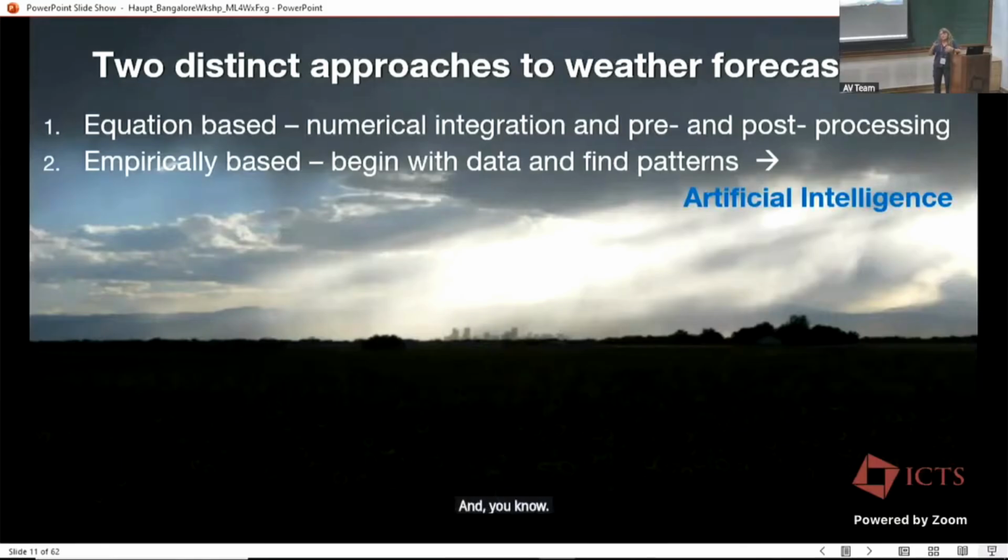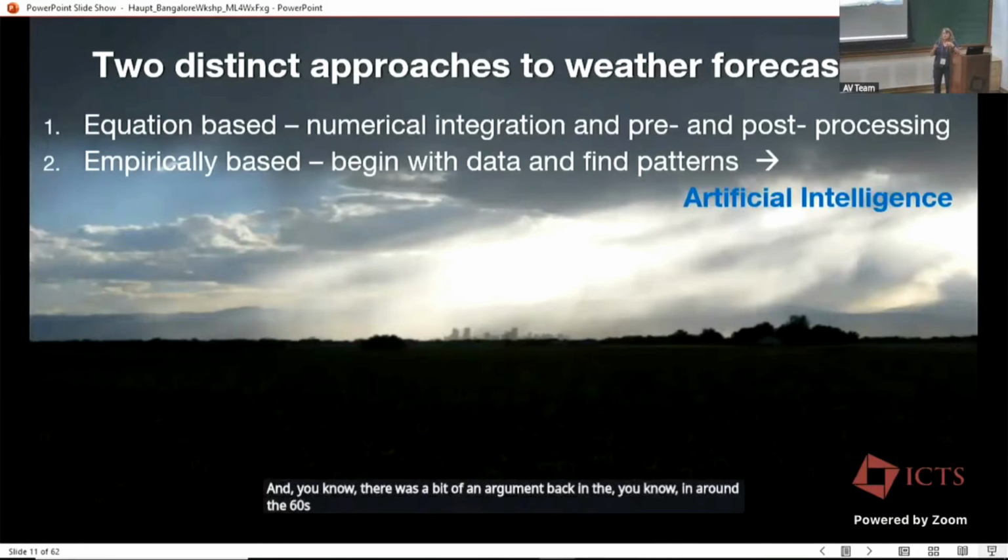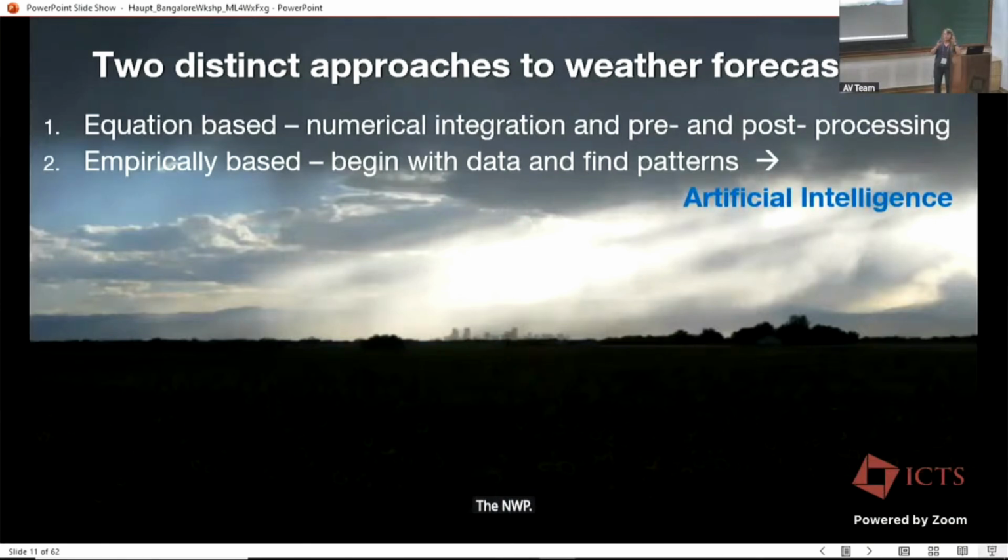And there was a bit of an argument back around the 60s about which was going to prevail, the stochastic approach versus the NWP PDE approach.